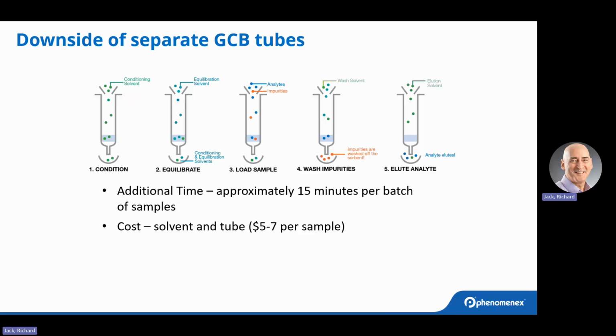But again, you're going to have to load the sample. You got to condition the cartridge, equilibrate, load your sample, wash it, and then finally elute. Just another SPE step, basically. And finally, it's going to add another cost. And for high throughput laboratories, that's a lot of money. Labs doing a couple thousand samples a month.